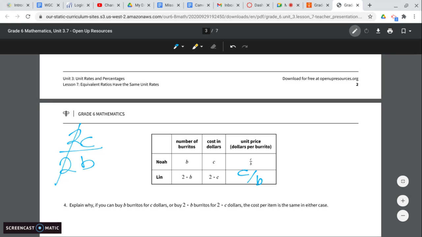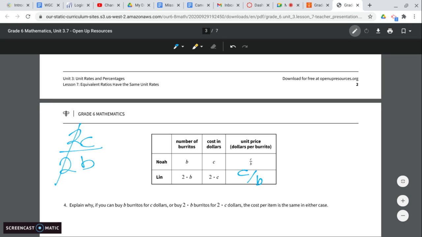We doubled how many burritos Lynn bought. We also doubled how much she paid in comparison to Noah. So the unit price is still the same. She bought more burritos, so it should be more money, but it works out to be the same unit rate for this.